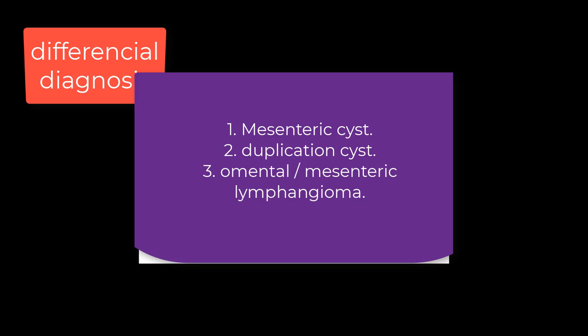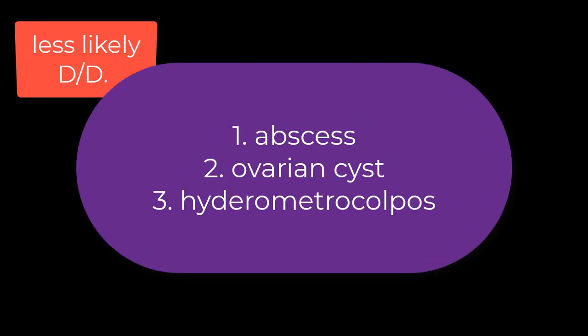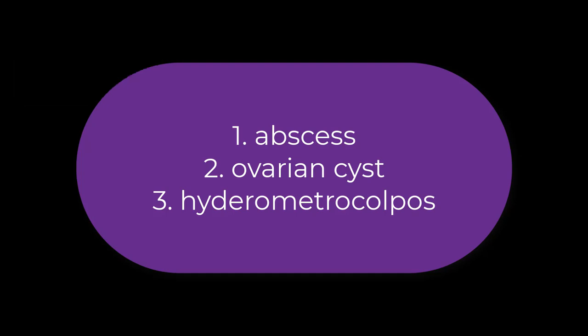Less likely differential diagnoses: abscess. Unlikely due to lack of clear signs of pus or inflammation. Ovarian cyst. Unlikely due to midline mesenteric location. Hydrometrocolpo. Unlikely, as bladder is not significantly displaced.